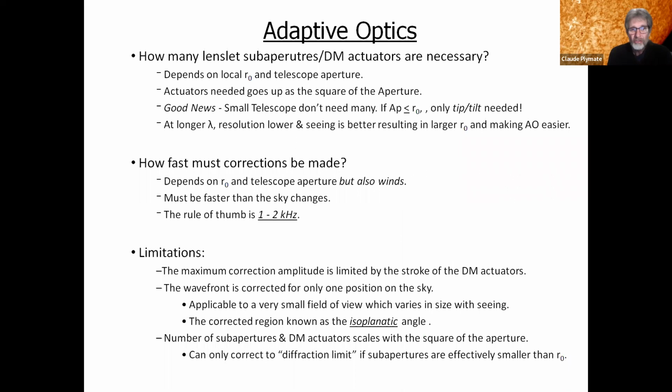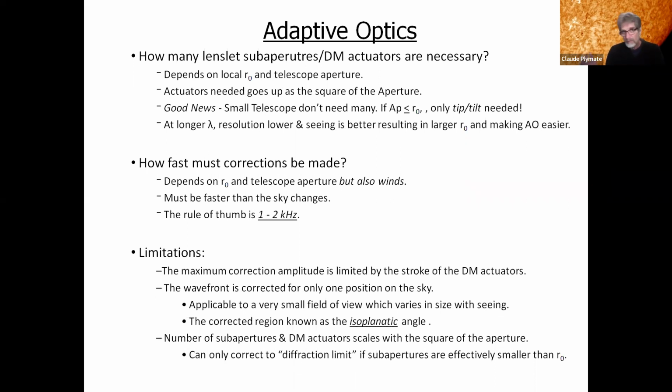So how fast must corrections be made? Well, again, that keeps coming back to the r0 and the telescope aperture, but also the wind. How fast are these aberrating cells coming through your field? That's something that really needs to be measured empirically for each site and characterized. But in essence, the system has to work fast enough such that it can beat the change in the atmosphere. It needs to be able to correct faster than the sky has a chance to change.